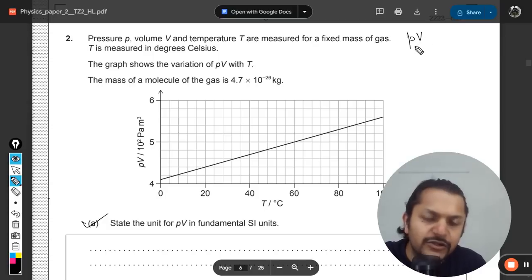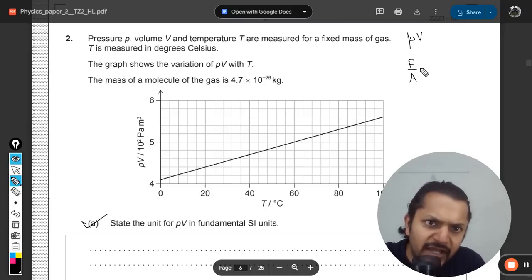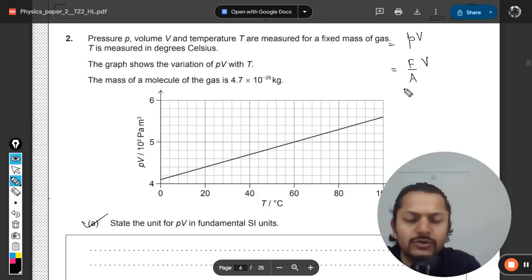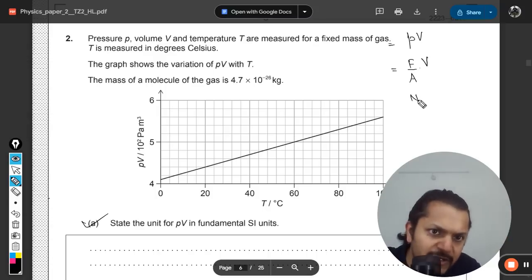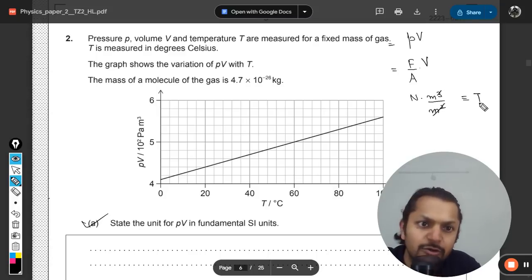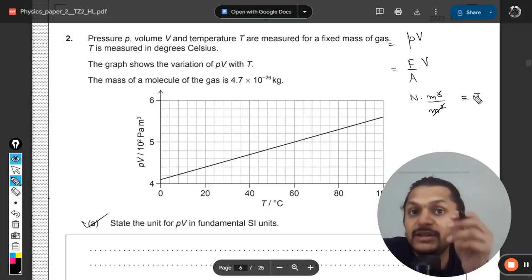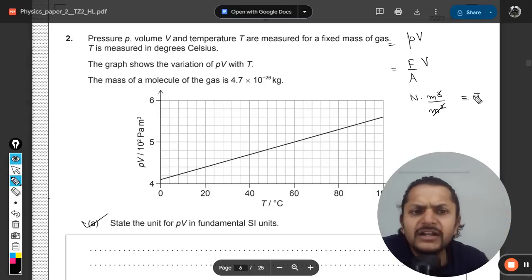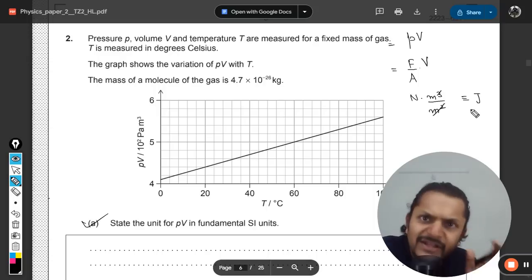Now PV. P is the pressure. We can write pressure as force per unit area, and V is the volume. Now we are going to substitute the units there. So force can be written as Newton, volume will be meter cube, and area will be meter square. Overall it is Newton meter. Clearly Newton meter is equal to joule, so I told you that this will be equal to work done. PV is the general formula for the work done. So definitely the answer will be joule.